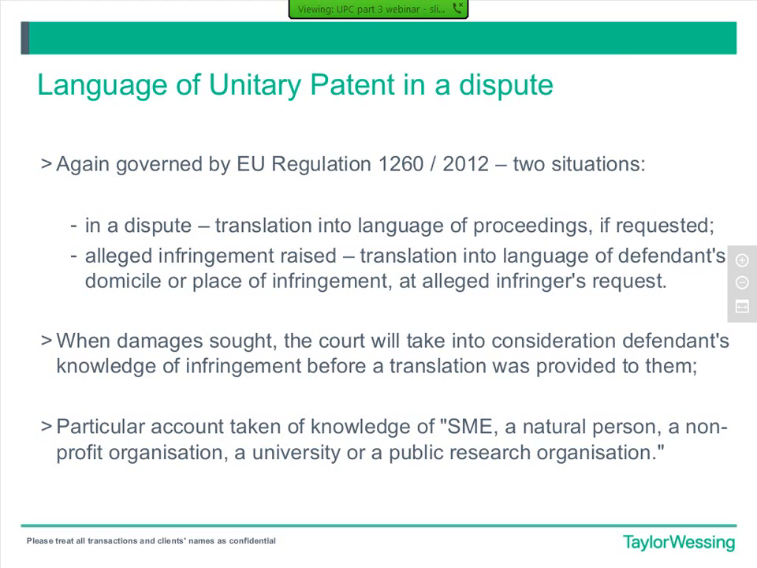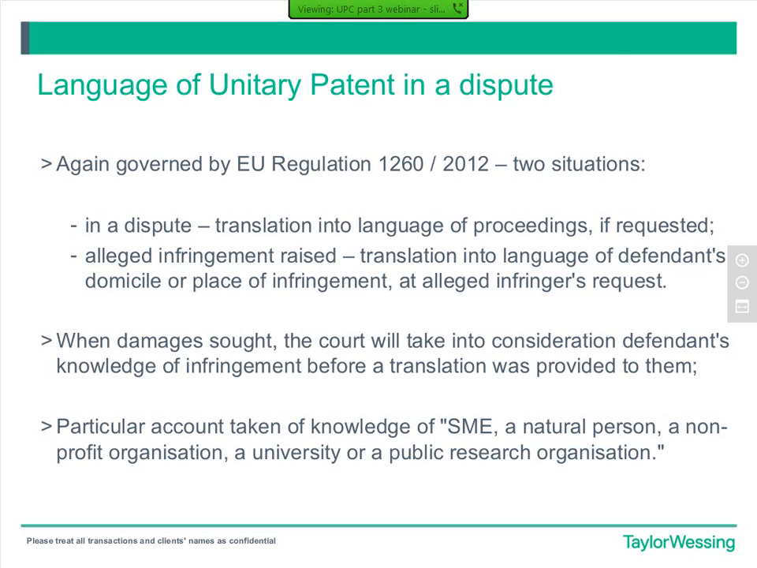Furthermore, the translation regulation provides that in a dispute concerning a claim for damages, the court will take into consideration whether the alleged infringer acted without knowing or without reasonable grounds for knowing that he was infringing the unitary patent before having been provided with the translation. For this purpose, the provision takes particular account of the knowledge of an SME, a natural person, or a non-profit organisation, a university, or a public research organisation.